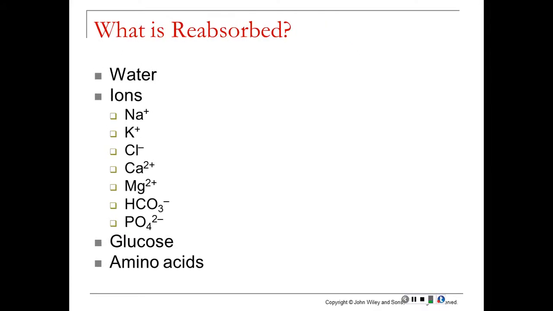Let's talk about what is reabsorbed after that blood slams into the glomerulus, forming that initial filtrate concentration. There's going to be a degree of reabsorption that occurs as this filtrate moves throughout the nephron. Water's a biggie. Water's reabsorbed. Ions like sodium, potassium, chloride, calcium, magnesium, bicarbonate, phosphate, those are all ions that are going to be reabsorbed. Also glucose and any amino acids. Notice proteins aren't on here because proteins typically are not released or filtered at that glomerulus.